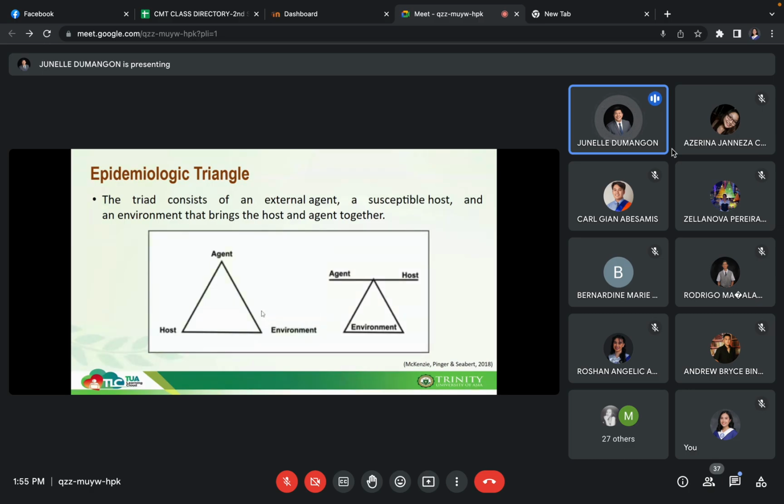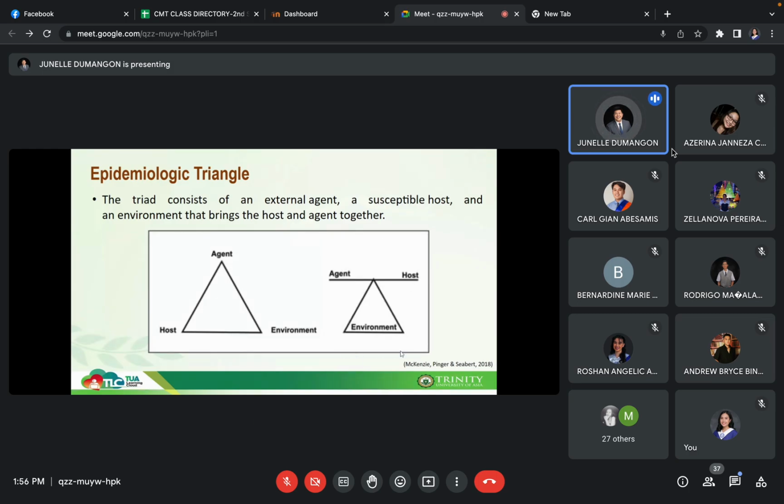So we can see here 2 models of the epidemiologic triangle. The first model shows us triangle lang siya, di ba? So this means that there is equal influence between host, agent, and environment in the development of a disease. So, wala sa kanilang mas mahalaga. All of them are equal in its influence in the development of a disease.